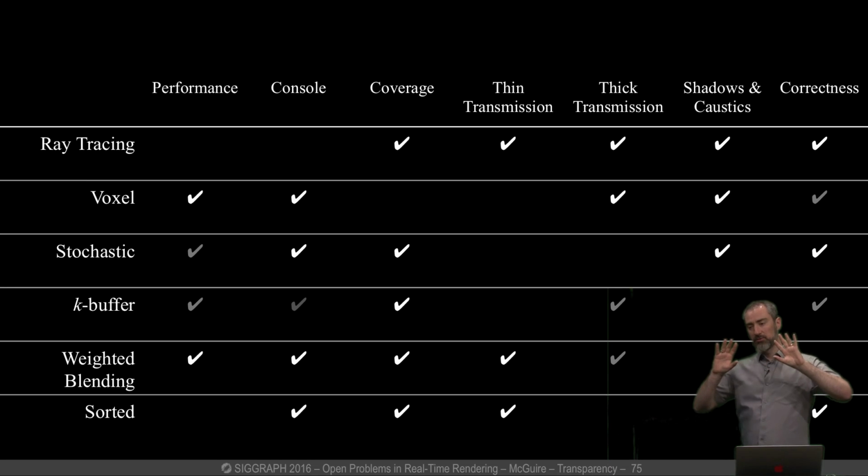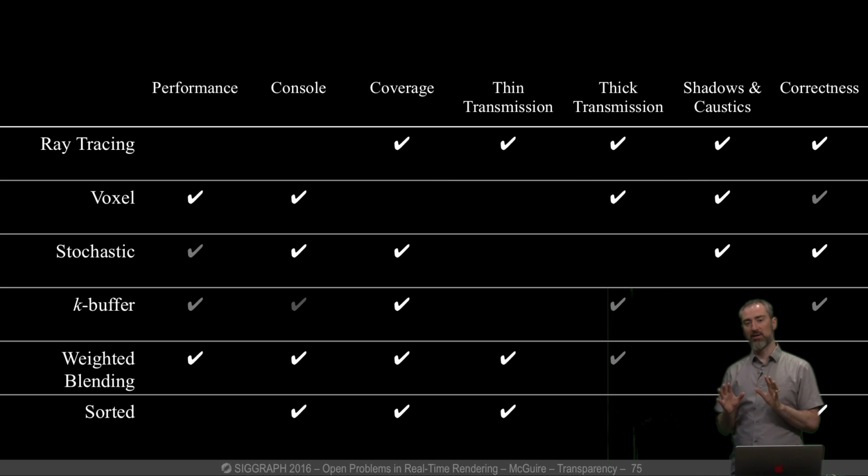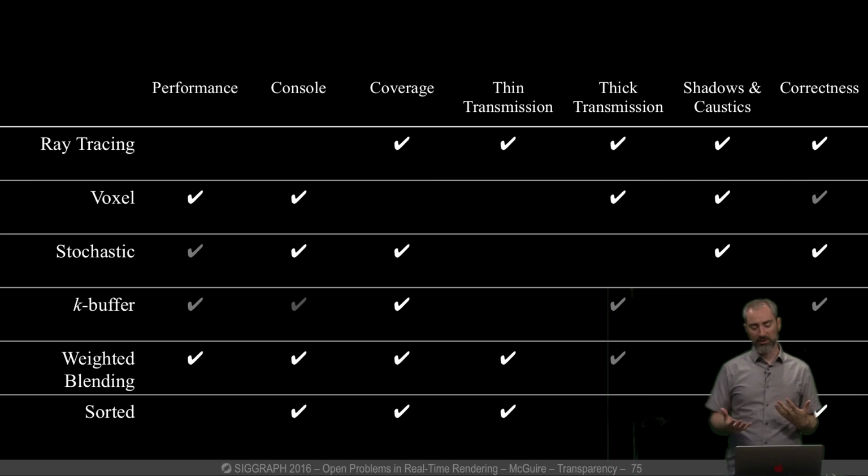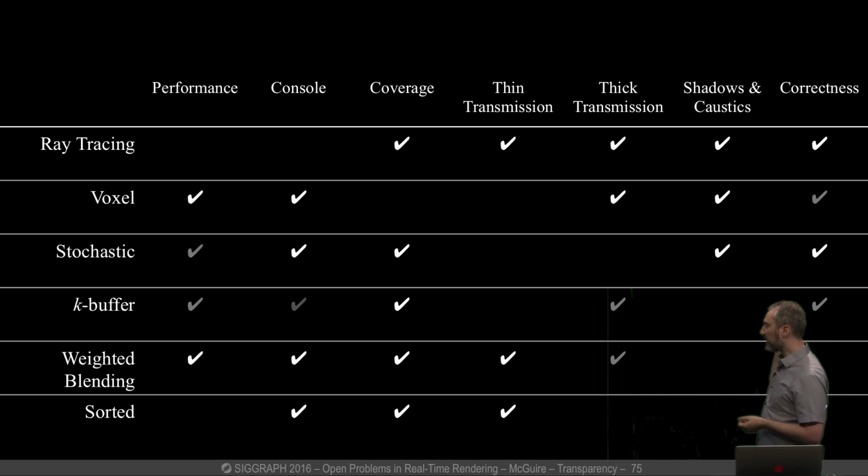Now, don't read too specifically into this chart because it's a very coarse categorization, but I'm trying to get some insight about how all those categories of effects that we looked at so far, how do they stack up in terms of rough properties? So on the horizontal axis, I'm showing you performance. Does it run on a console? Does it handle partial coverage? Can it handle thin and thick transmission? Can it handle shadows and caustics? And is the result actually correct if you turn the constants up?